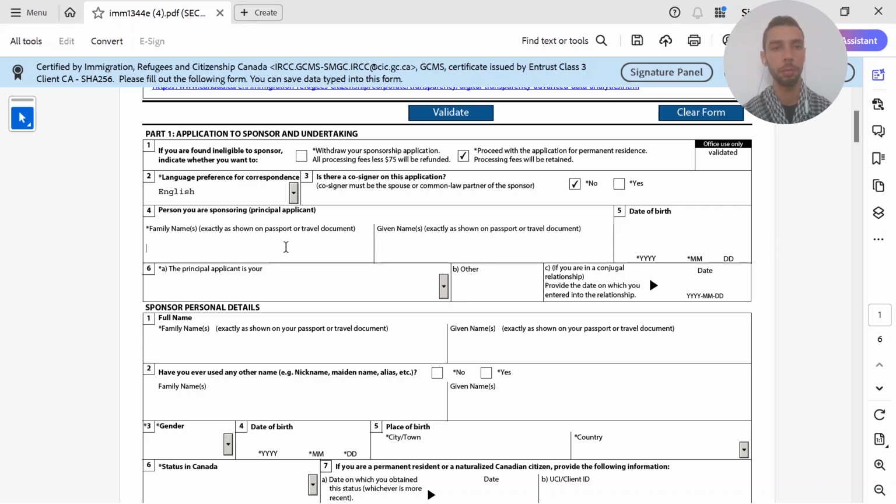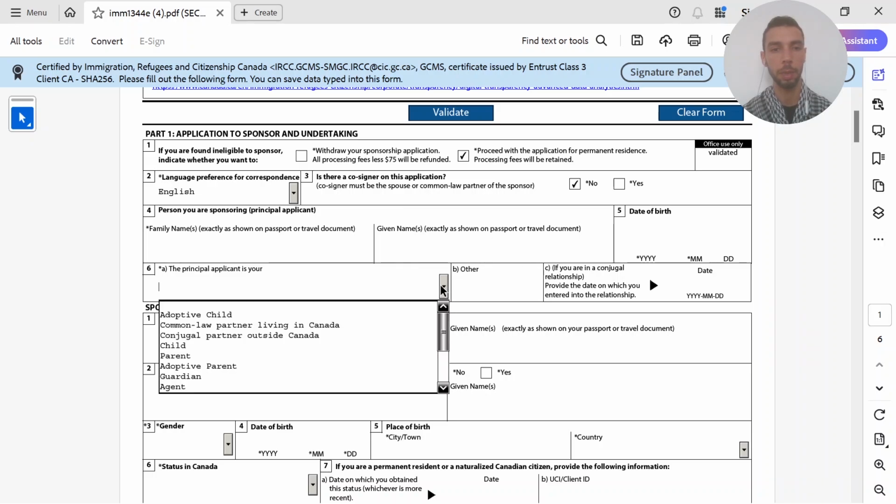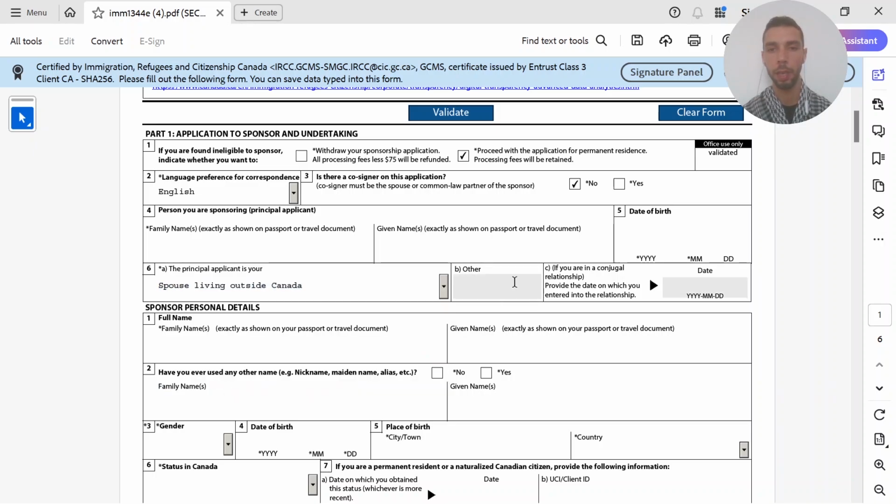Here you enter your family name as well as the given name. This is for the principal applicant, meaning the person requesting a visa. The date of birth, the principal applicant is your spouse. And here you answer the relationship between the sponsor and the principal applicant. In our case, it's going to be spouse. So we're going to click spouse living outside Canada. And you don't have to fill this detail.